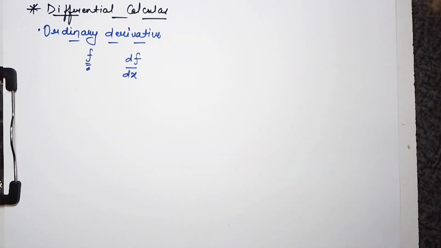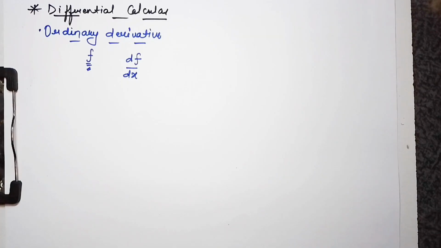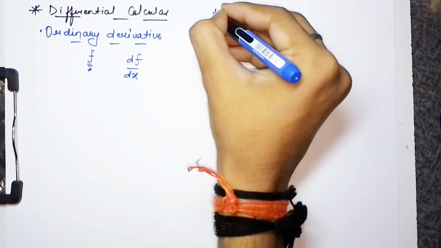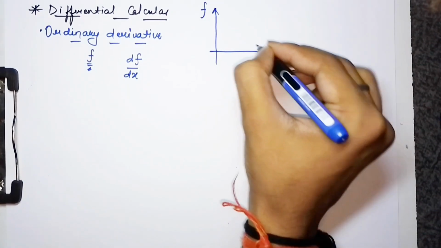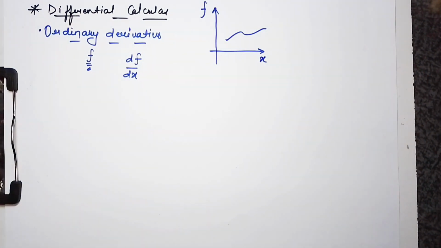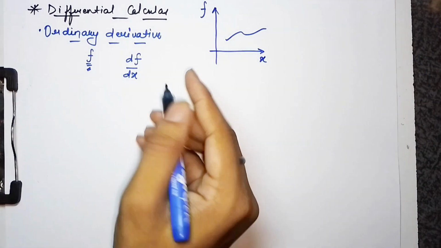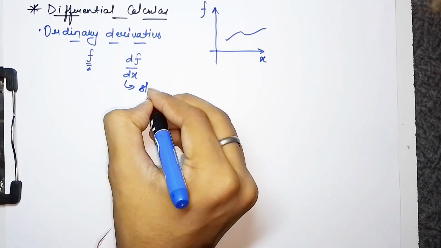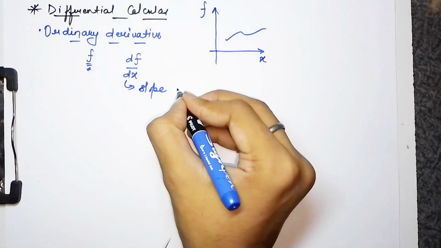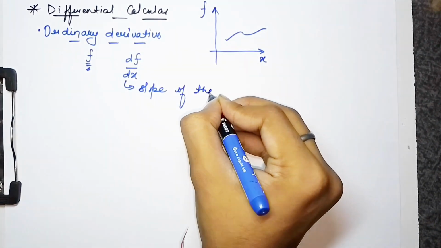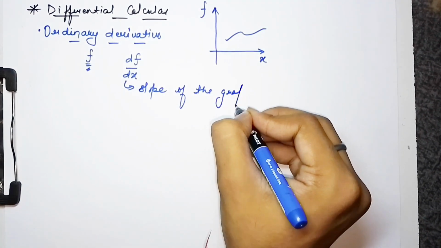Now, what does this df upon dx give? If there is a graph of f with respect to x, something like this, then this df upon dx would give us the slope of the graph. I hope that it's clear.